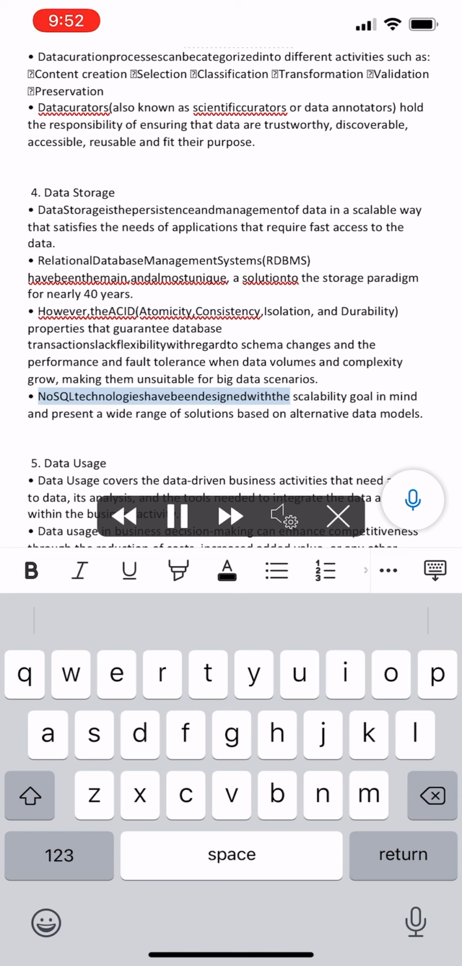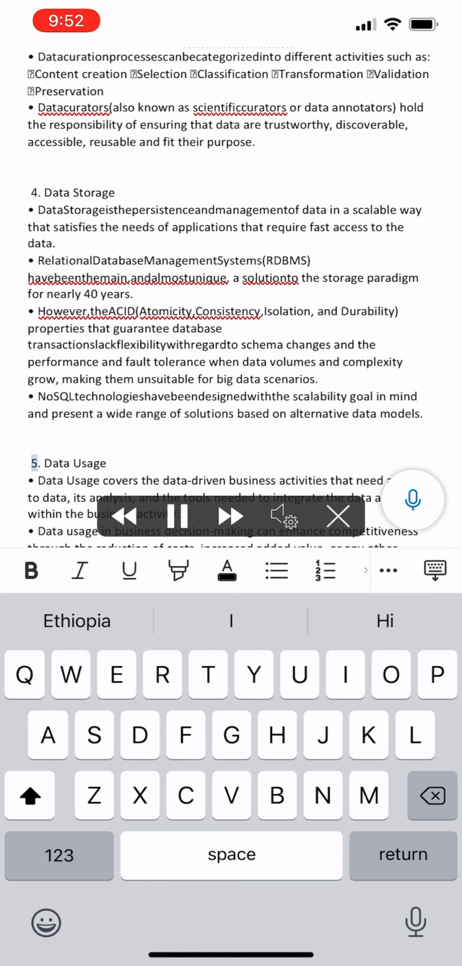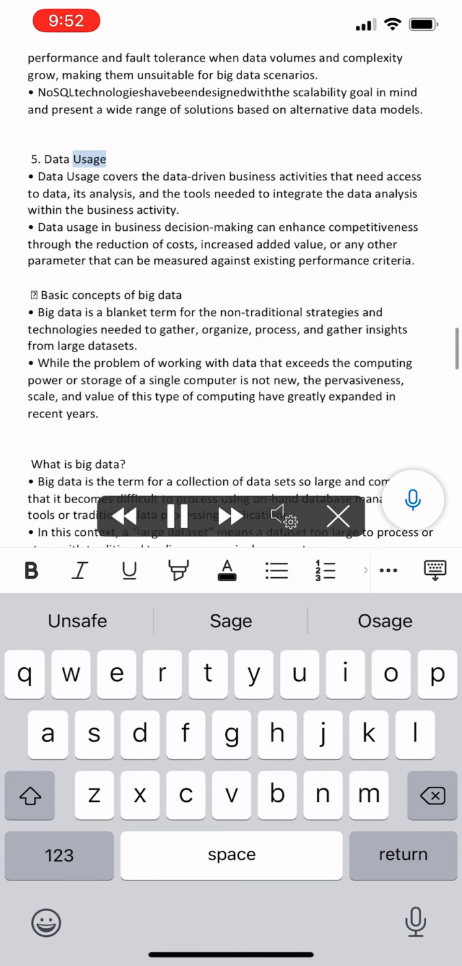NoSQL technology has been designed with scalability goal in mind and presents a wide range of solutions based on alternative data models.